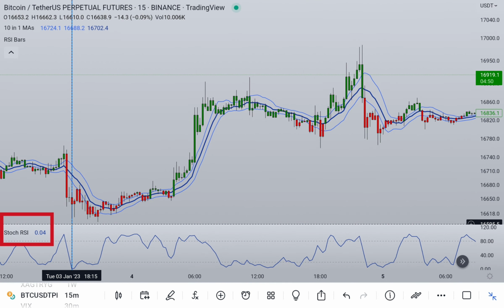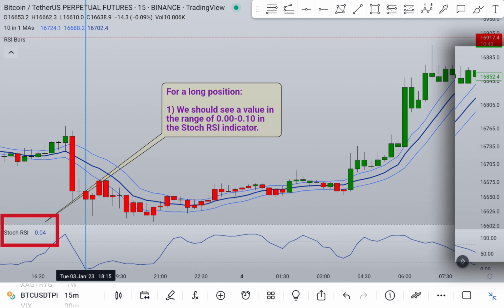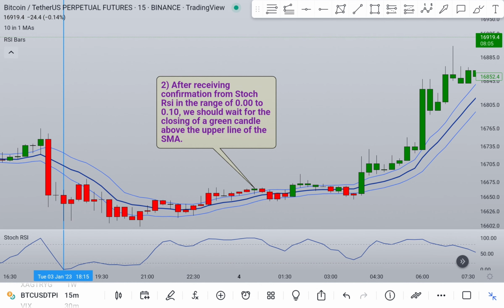For a long position, we should see a value in the range of 0.00 to 0.10 in the STOCH RSI indicator. After receiving confirmation from STOCH RSI in the range of 0.00 to 0.10, we should wait for the closing of a green candle above the upper line of the SMA.